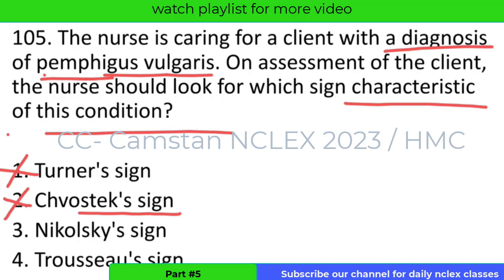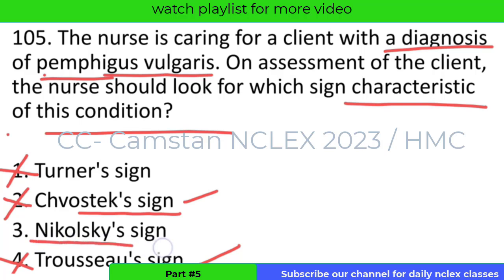And if we talk about the Trousseau sign, the Trousseau sign is also seen in tetany or hypocalcemia. In this, carpal spasm can be caused by compressing the upper arm with the blood pressure cuff inflated above the systolic pressure and causing ischemia to the nerve distally. So Chvostek sign and Trousseau sign both are signs of tetany or hypocalcemia. So this Trousseau sign is also an incorrect option here.